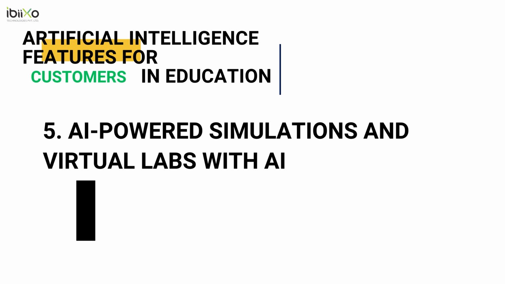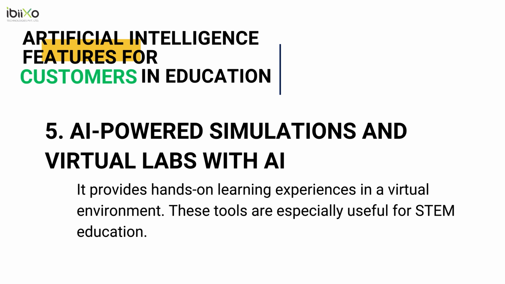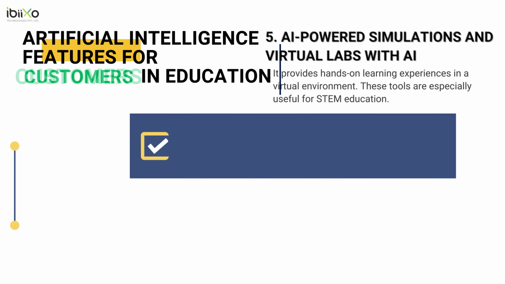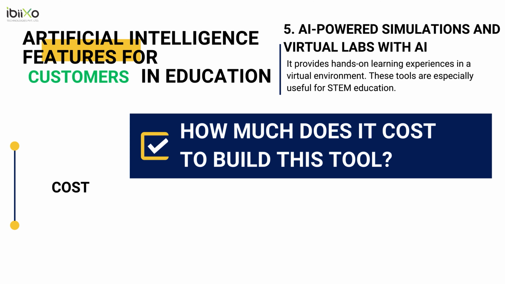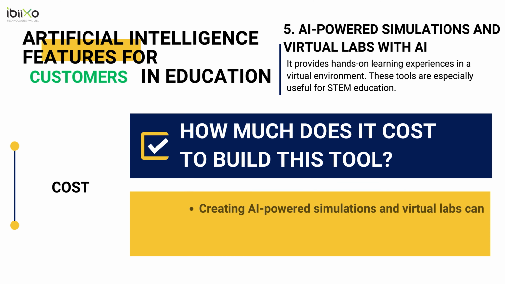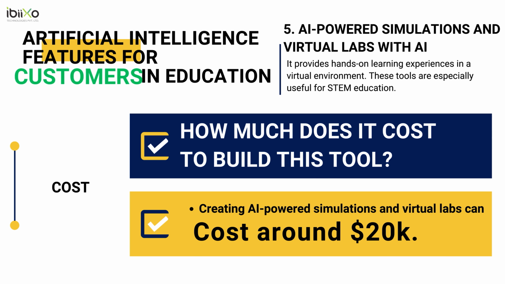The fifth one in the list is AI-powered simulation and virtual labs. It provides a hands-on learning experience in a virtual environment. Now, this can be implemented in various fields of education. These tools are especially useful for STEM education. This would cost around $20,000 for a basic implementation and can go up to a lot more based on the complexity. We need to understand that these are very rough costs because the scope of implementing simulations and virtual labs is very huge.